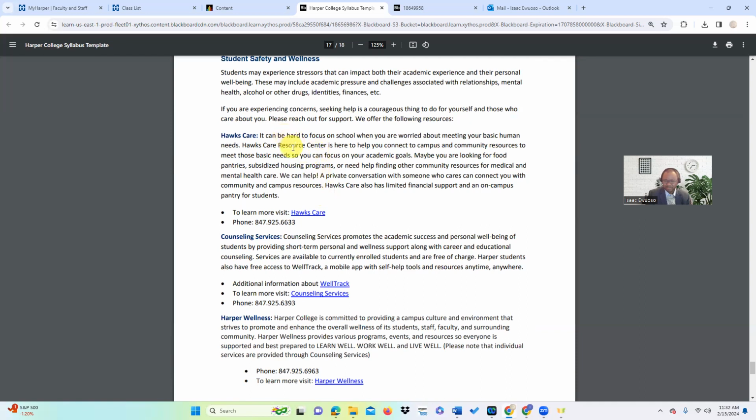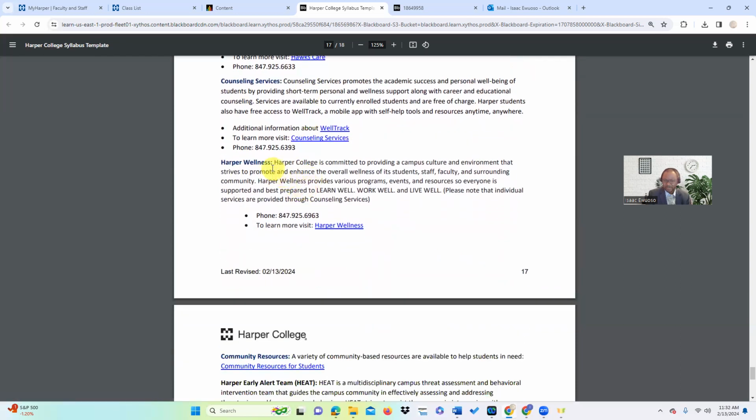They say there if you're worried about basic needs like subsidized housing programs, food, etc., contact CEDAS. We've got Harper Wellness as well.